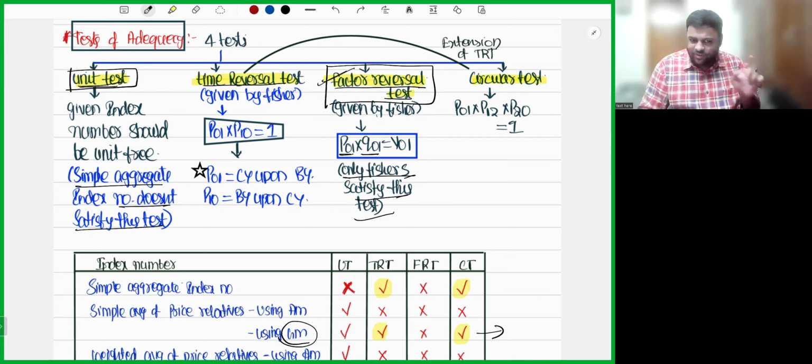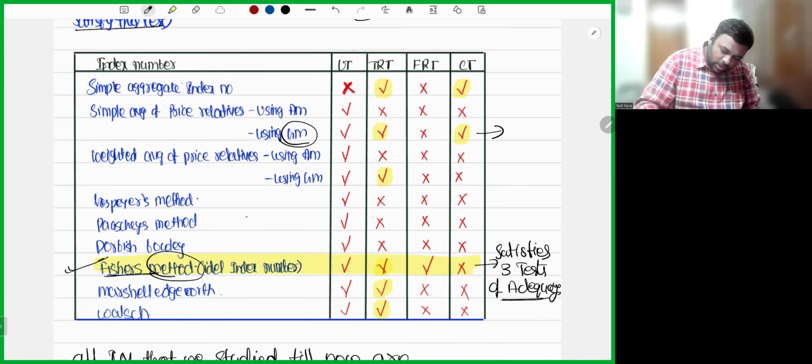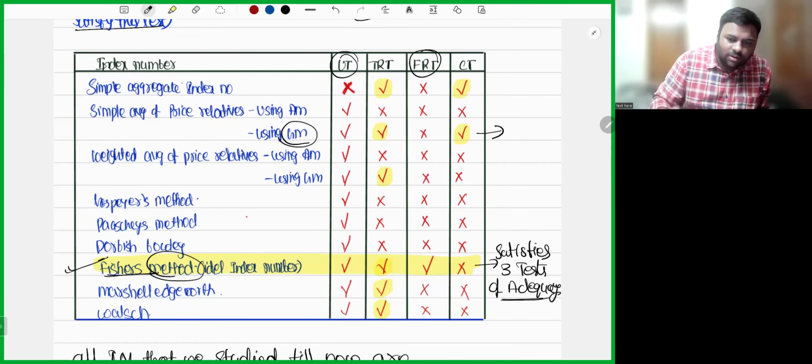Now I hope unit test and factor reversal test both are clear. Unit test: the given index number should be a unit-free measure. Factor reversal test: it is satisfied only by Fisher's. Food will not satisfy, simple aggregate index number will not satisfy. So I hope unit test and factor reversal test you can remember.